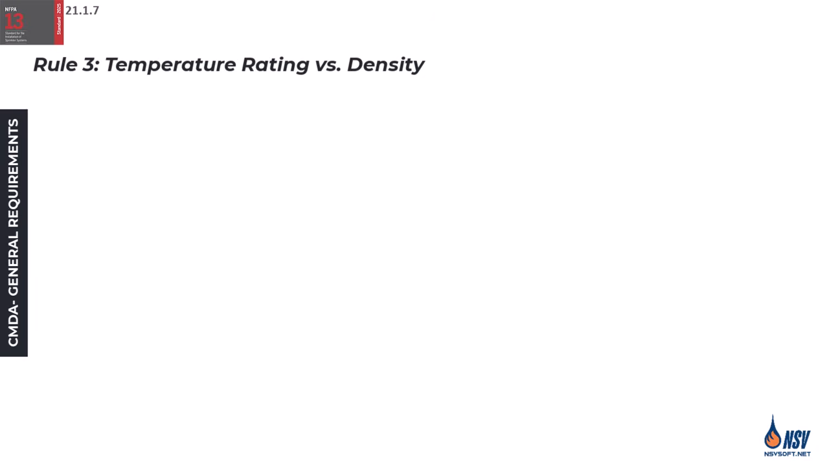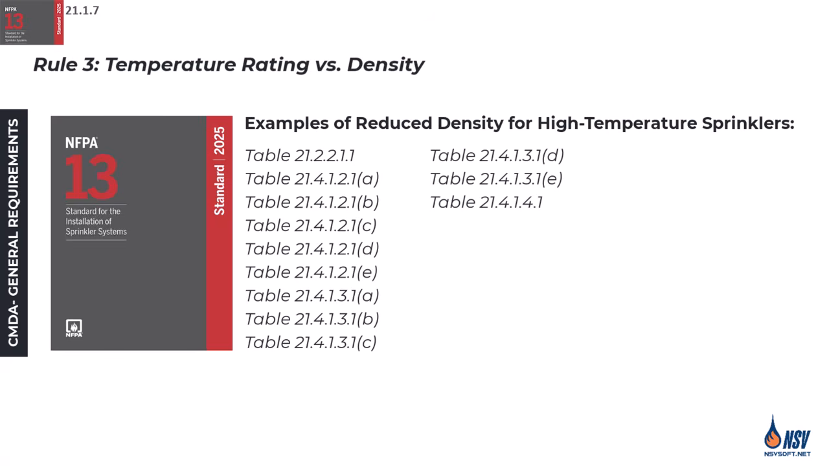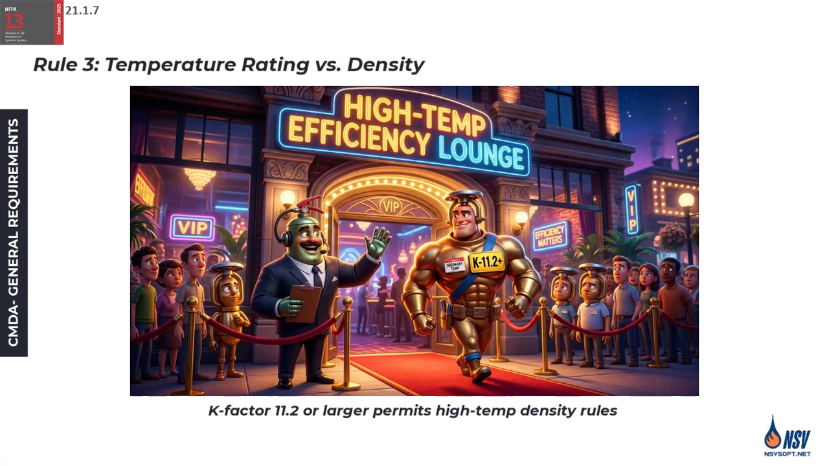Our third rule for CMDA sprinklers addresses a special allowance regarding temperature ratings and design densities. In most cases, the design density associated with a high temperature rating is less than that of an ordinary temperature rating. However, when using an ordinary or intermediate temperature sprinkler with a K-factor of 11.2 or larger, the standard allows us to apply the more efficient density criteria originally designed for high-temperature sprinklers.